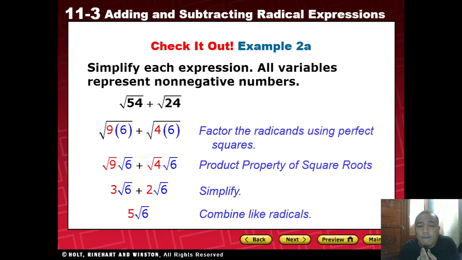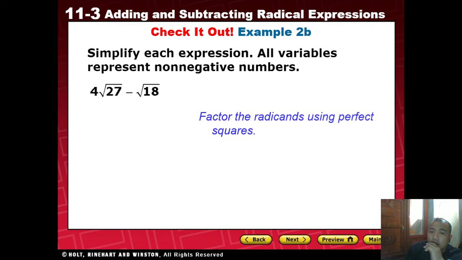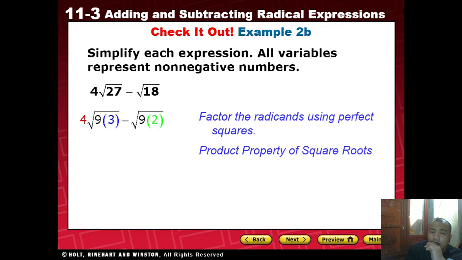Another one. Simplify each expression. 4 square root of 27 minus square root of 18. Okay, let us factor the radicands using perfect squares. For square root of 27, 9 times 3. For square root of 18, 9 times 2. Then the product property of square roots. 4 times square root of 9 times square root of 3 minus square root of 9 times square root of 2.